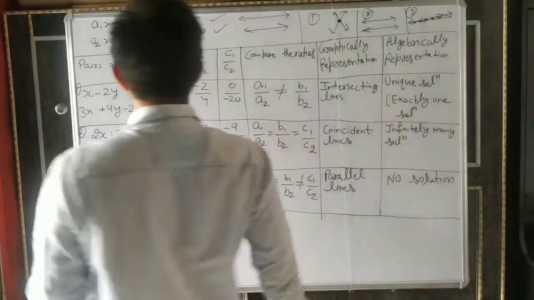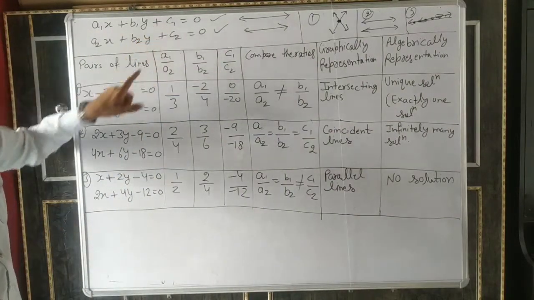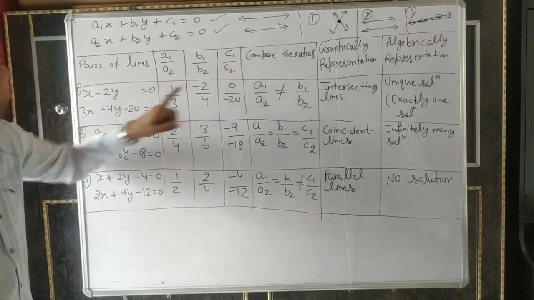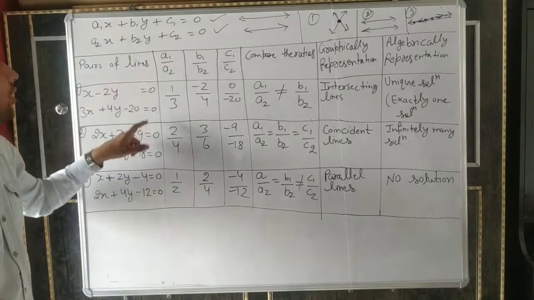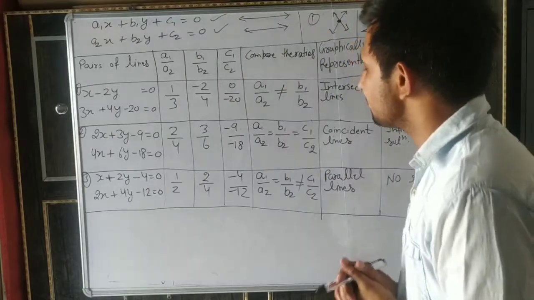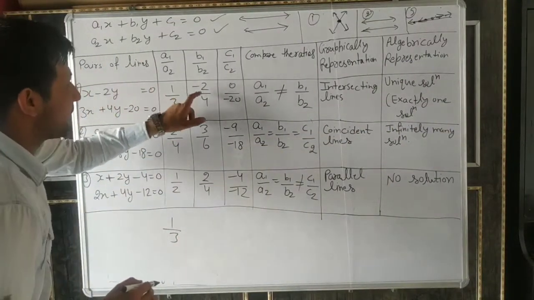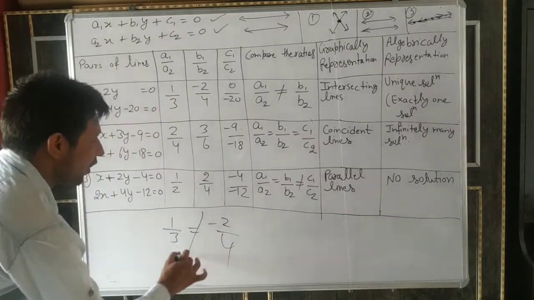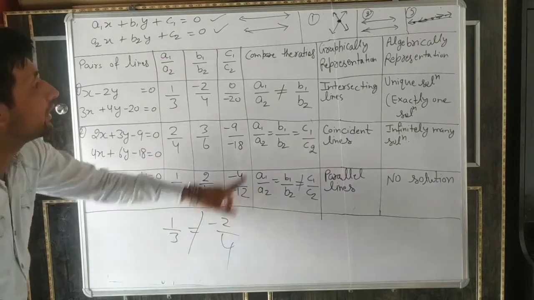Now look at C1 divided by C2. C1 is not given, so it means C1 is 0. In 3x plus 4y minus 20, C2 is minus 20. So now we will check it, dear. 1 by 3 and minus 1 by 2. Are they equal? They are not equal. A1 by A2 and B1 by B2 are not equal.